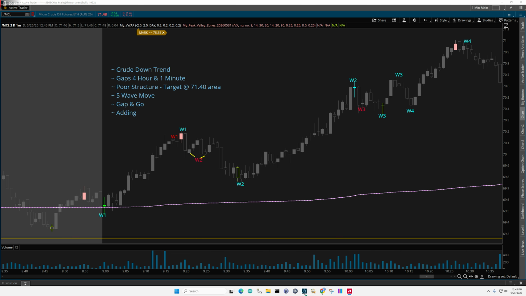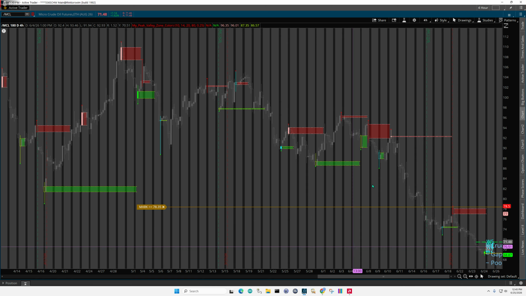So let's switch over to the 4-hour chart. I'm going to use this price right in here around 92 and change as my reference point, and then price moves down. You get a pop up here, and then price moves down again. So I am essentially looking for a reversal to trade to the long side. Switch back to the 1-minute chart.